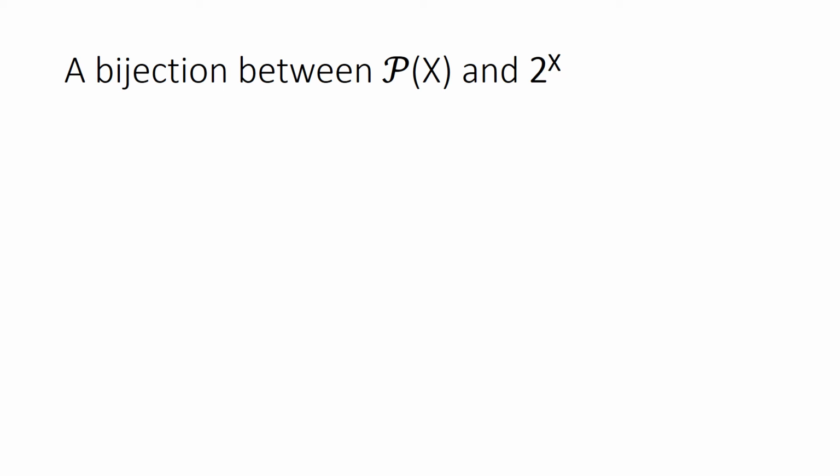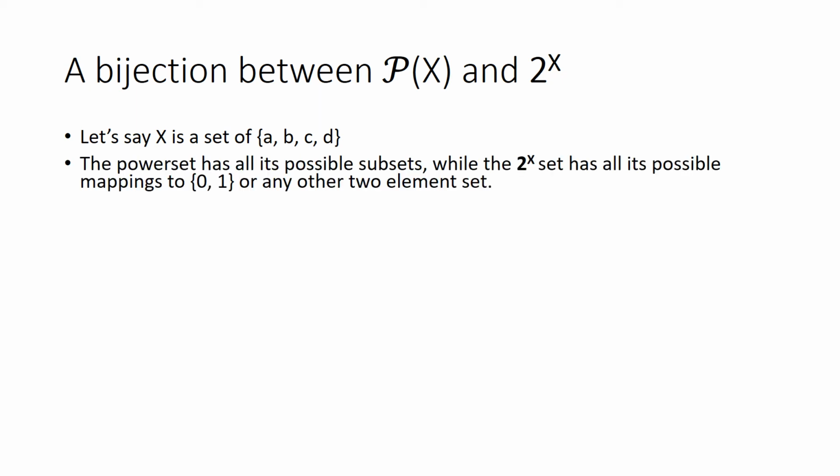So how do we find a bijection between these two sets, the power set and the 2 to the x set? Well, let's say x is a set of A, B, C, and D. We've made it slightly bigger. This doesn't really affect much. The power set has all its possible subsets, while the 2 to the x set has all its possible mappings to 0 and 1, or any other 2-element set.